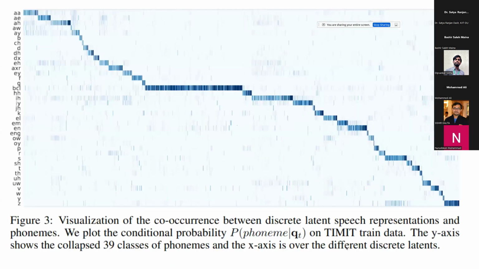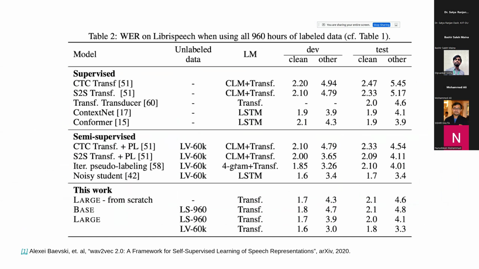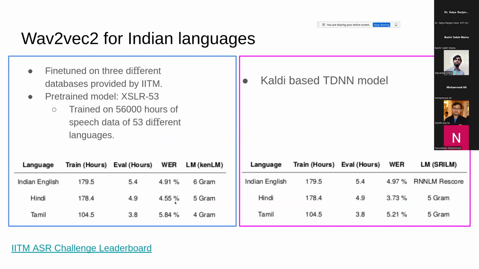After that, this table I have taken from their paper only. So you can see they are getting very good results on that. I'll show that result. So in 2021 or something, we participated in that IIT Madras ASR challenge. So yeah, I think we saw that.